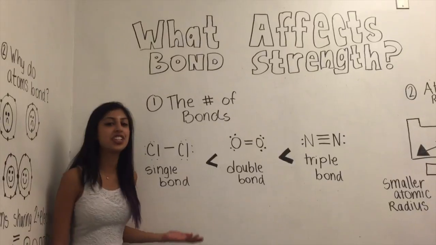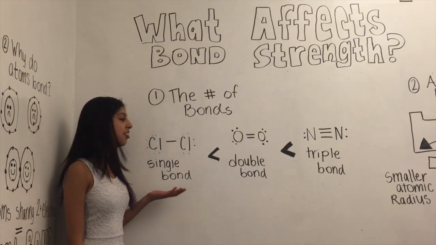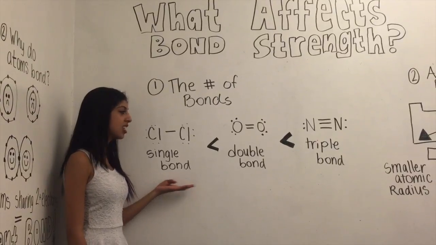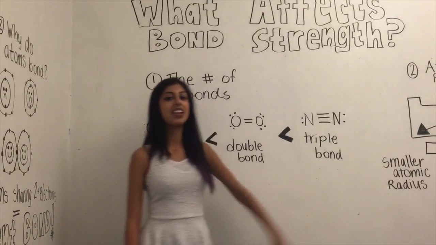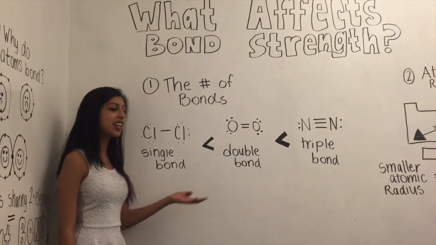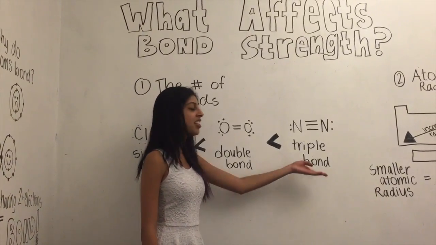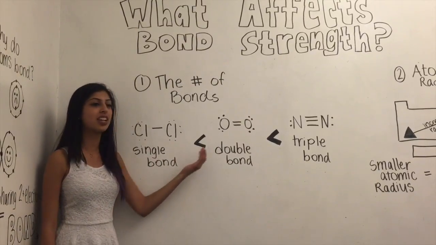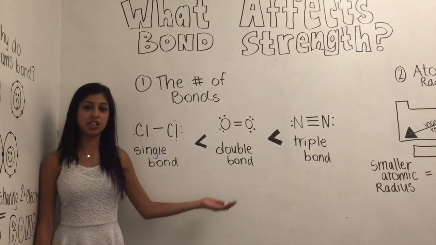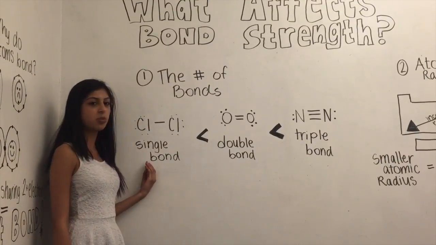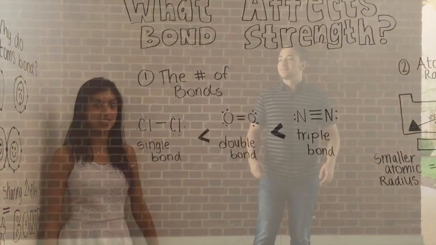There's a lot of variation in covalent bonding. For example, the number of bonds. Covalent bonds can exist as single, double, and triple bonds. In a single bond, 2 electrons are shared between the 2 atoms. In a double bond, 4 are shared, and in a triple bond, 6 are shared. And as a result of the increasing number of electrons being shared, the strength of the bond also increases. So a single bond is the weakest, and the triple bond is the strongest.